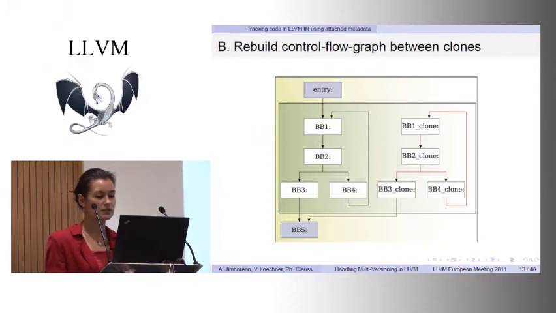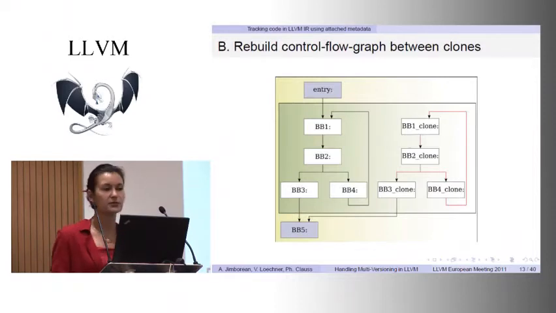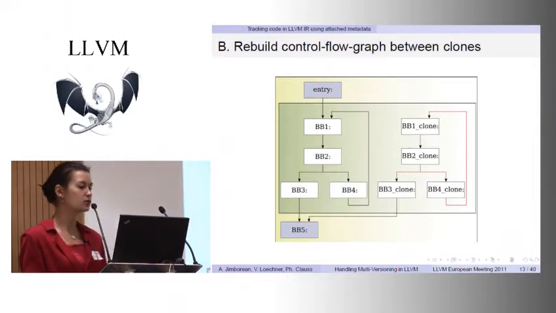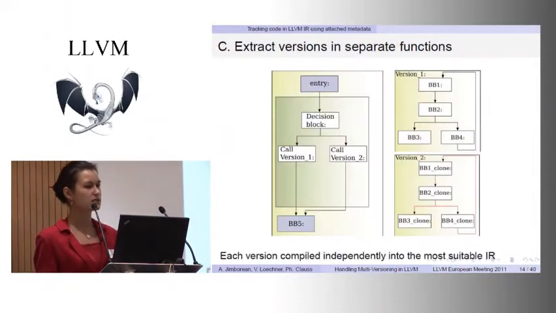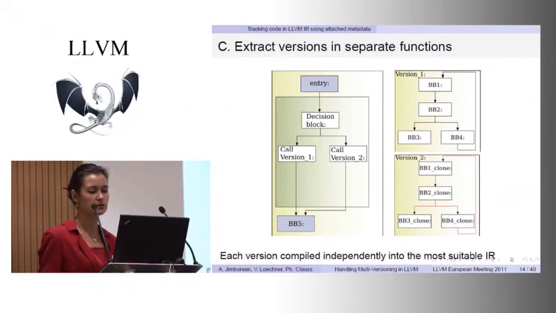Once we have done this, we can extract each loop into a new version. So we had the previous versions in the same place, but now we extract them into new functions. The reason to extract each loop into a new function is that we want to compile each function independently, as I said, into the most suitable intermediate representation.